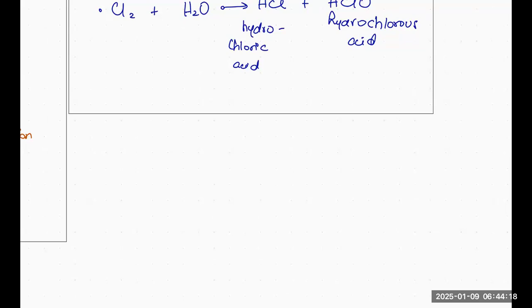So when you talk about the test for halides, what are halides? Halides are the negative ions of halogens. So in the test for halides, the test that we do is this: add nitric acid, and then add silver nitrate.